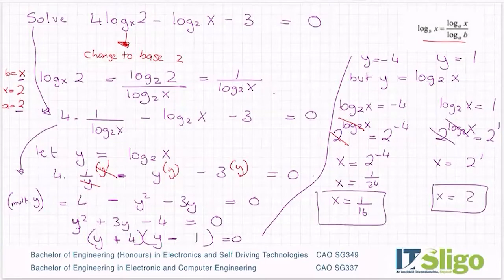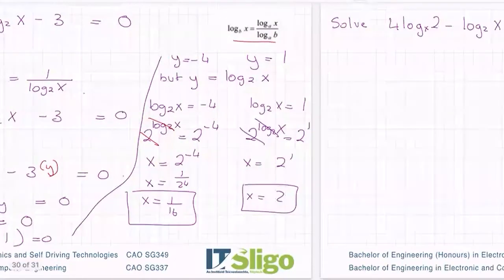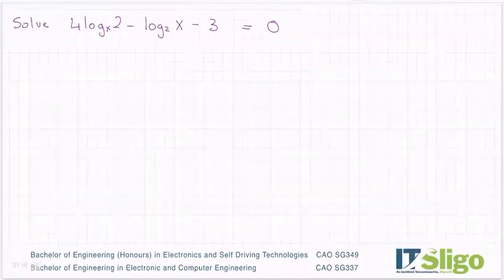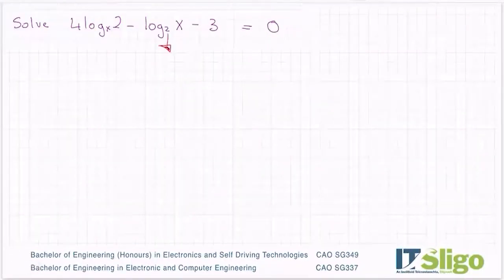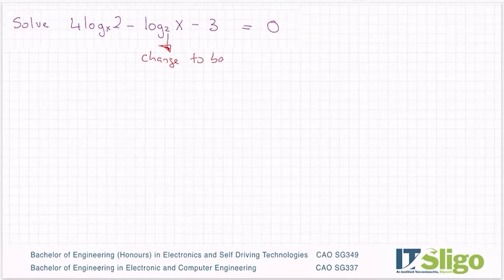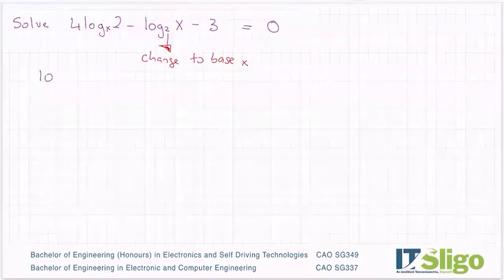Okay. So that's when you change log to the base x to a base 2. And it's probably the easier way to go, but I want to show you that you can also change this one to base x, okay? I can do that one. I can make this one match this one, okay? So just like before, I'm changing log to the base 2 of x.